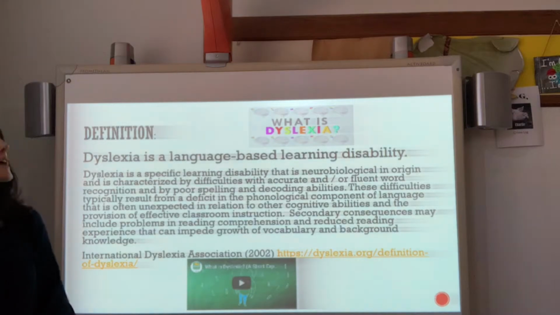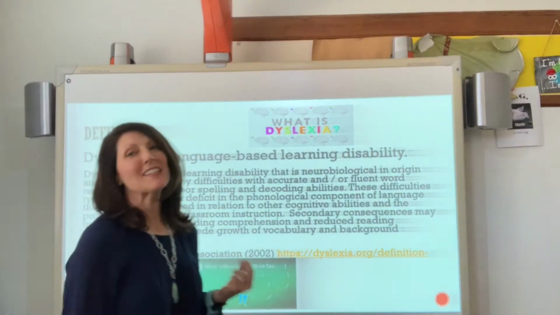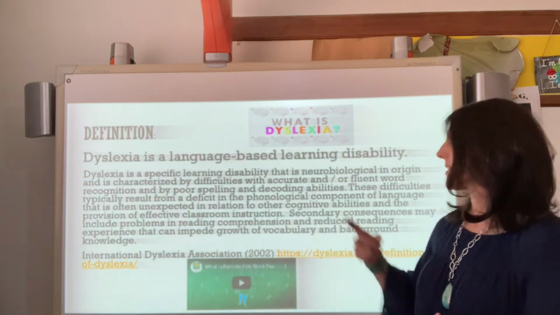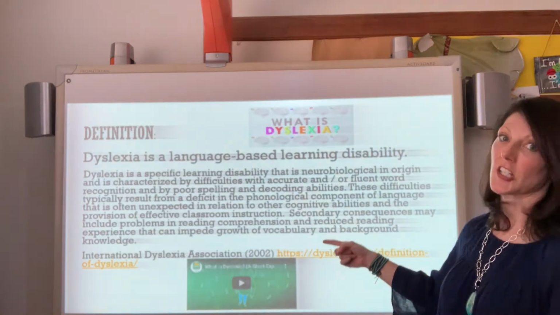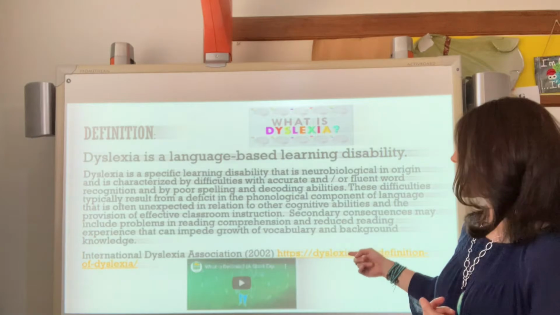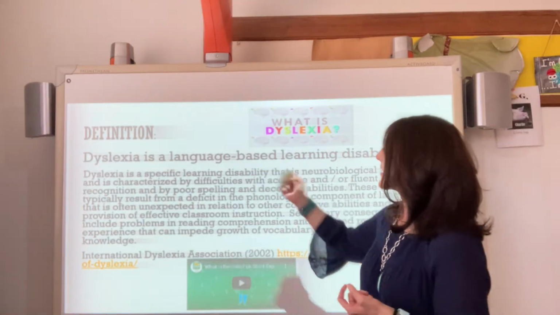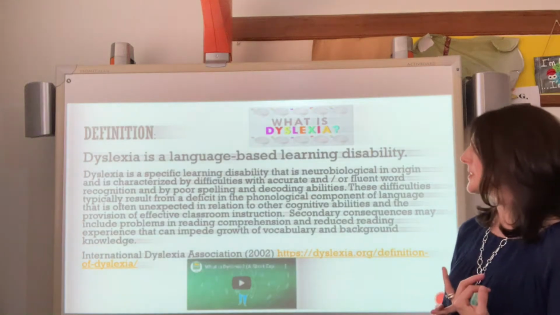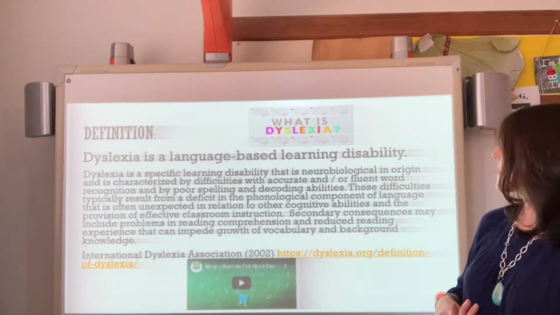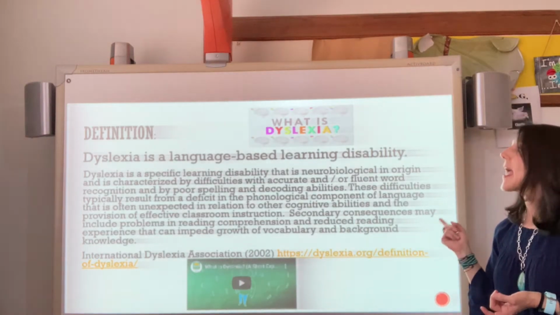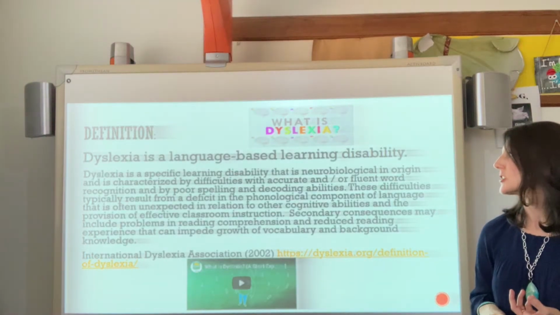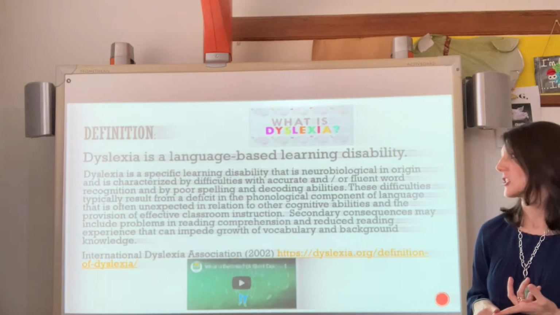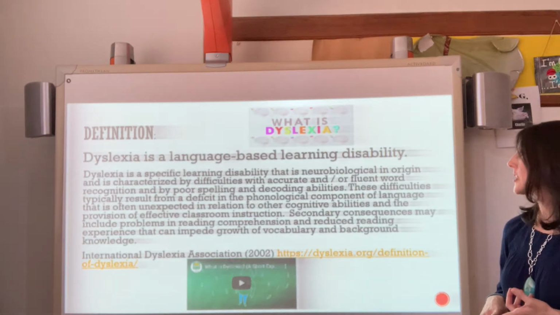Okay. The definition. What is dyslexia? This definition is from the International Dyslexia Association, 2002. Dyslexia is a language-based learning disability. Dyslexia is a specific learning disability that is neurobiological in origin and is characterized by difficulties with accurate and/or fluent word recognition and by poor spelling and decoding abilities.